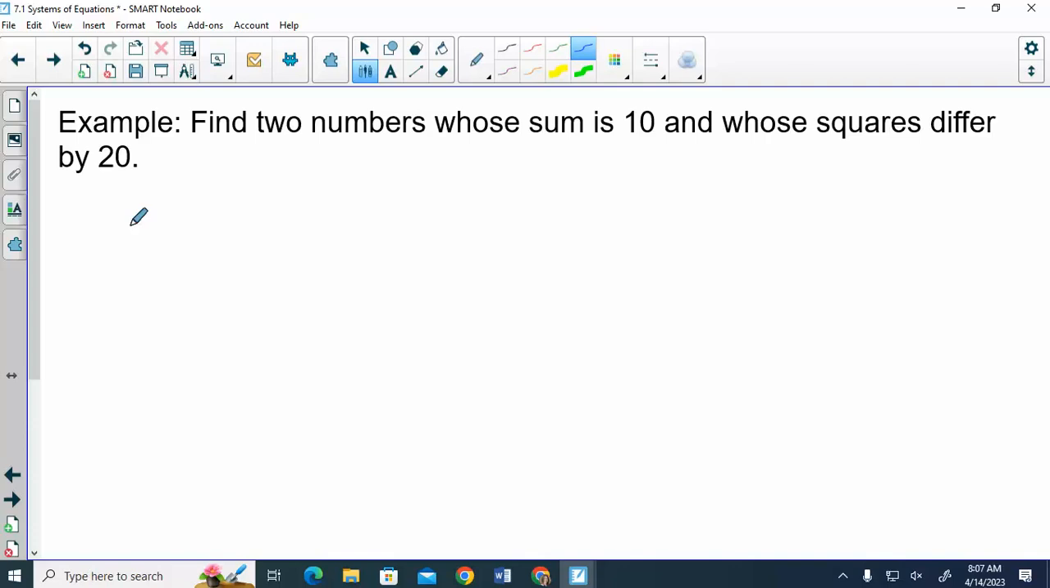So this first one, it says find two numbers whose sum is 10 and whose squares differ by 20. Alright, so if you remember from earlier in the year when we did word problems, you always get a point just for defining your variables. So I want two numbers. So I could say x is the first number and y is the second number.